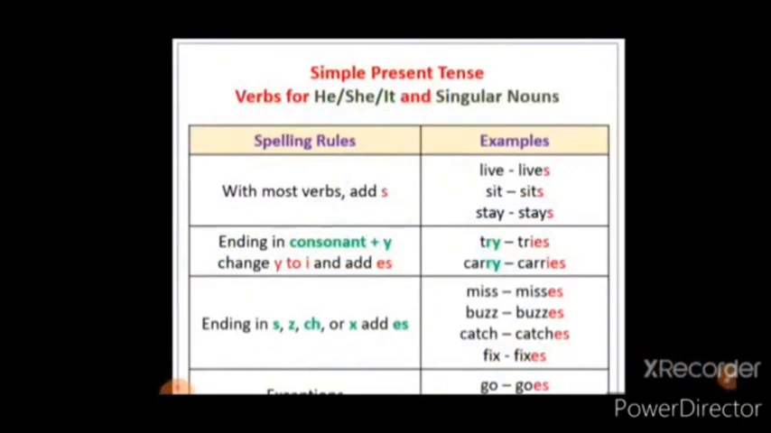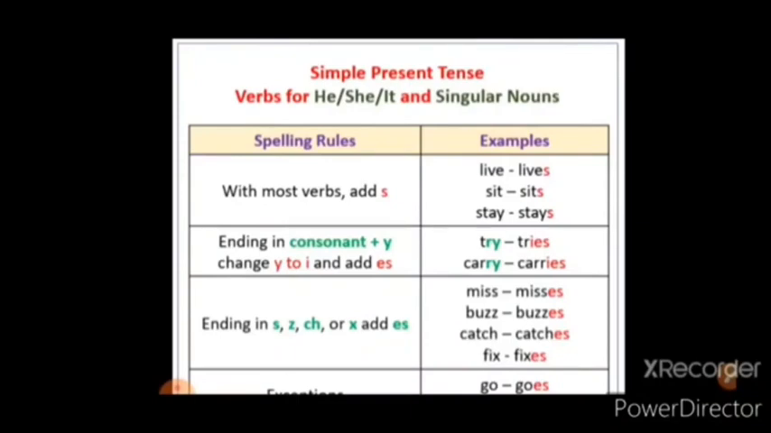Simple present tense verbs for he, she, it and singular nouns. Singular nouns mean nothing but the name of a person, place, or thing, known as a singular noun. So if he, she, it and singular nouns come, how to use the verb in the simple present tense? Let's see. It's very important, students.